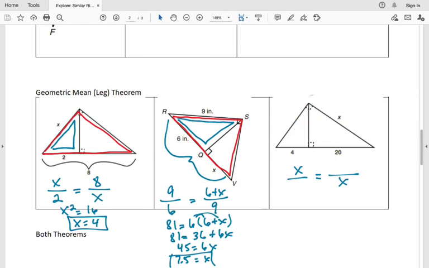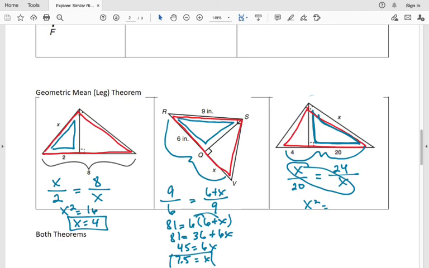The triangles that x is part of: it's part of this triangle right here, and it's part of this triangle right here. So the two numbers that are going to go in the rest of that proportion will be 20 for this triangle, and then this length for the bigger triangle would be 4 plus 20, which is 24. So cross multiply: x times x gives you x squared, and 20 times 24 will be 480.